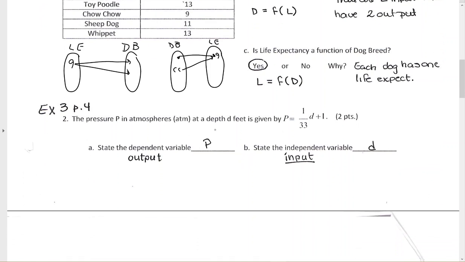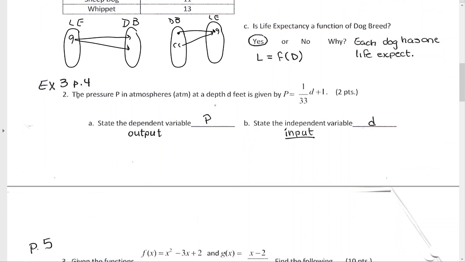For number 2, this was example 3 on page 4. The pressure is at a depth d feet given by this formula. The input is the independent variable. Remember, the INs go together. So the input is the letter D, and the output then is what comes out, what's on the other side of the equal sign all by itself. That's the output, and it's the letter P. Notice when we talk about input and output or independent and dependent variable, it's just a letter. It's not a whole expression.